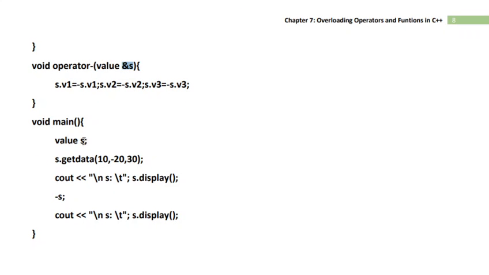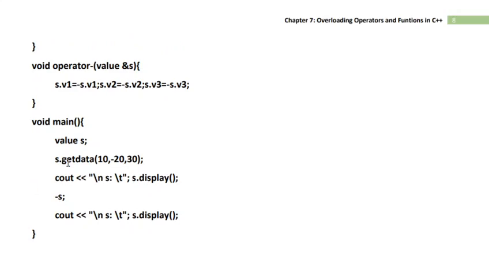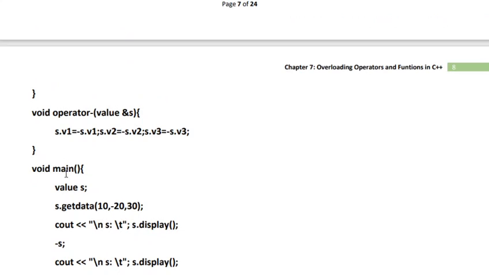Here, just see, I've declared an object of type val, that is s. Then I've written get data. Get data will read values into v1, v2, and v3 of s. Then it will display the content of s, that will be 10, minus 20, and 30. Then I've called the operator function. Again I've displayed the content of s, so it will negate the values. It will be minus 10, 20, and minus 30. So this is a very simple example of operator overloading.